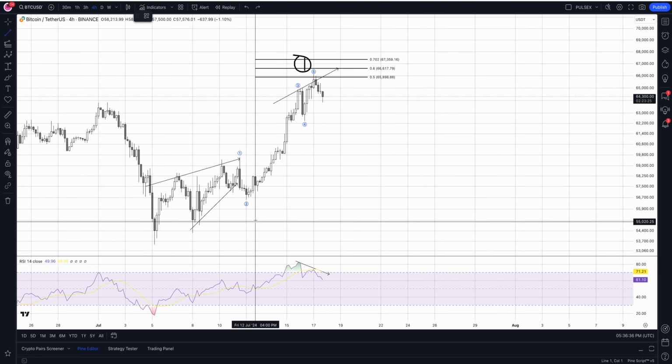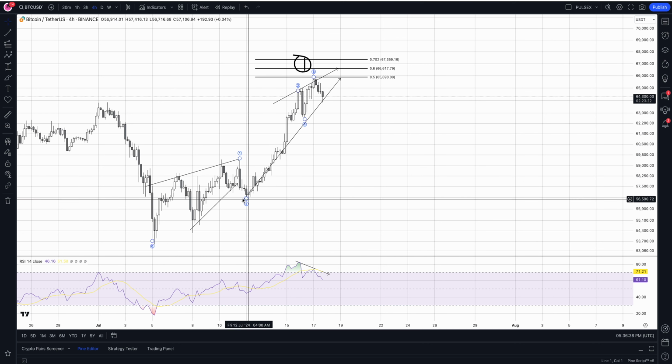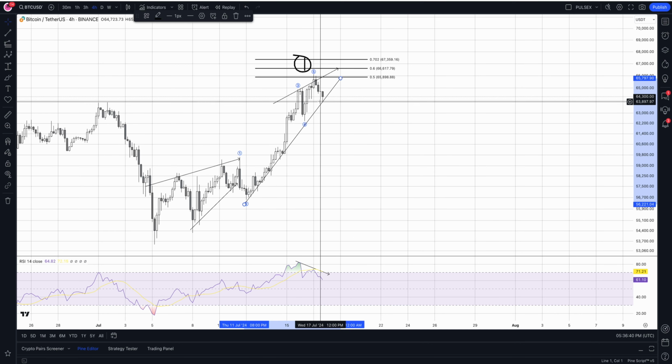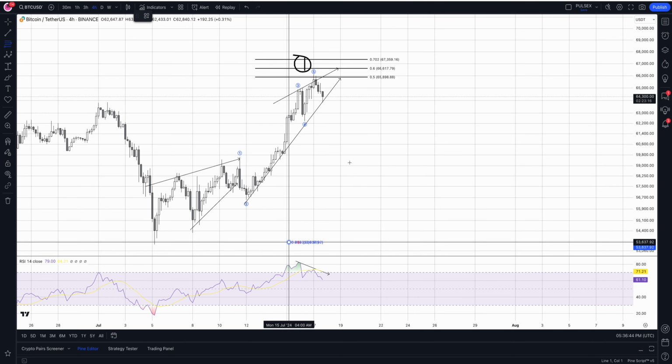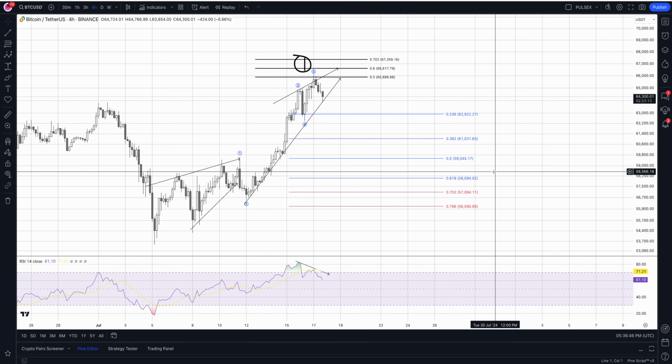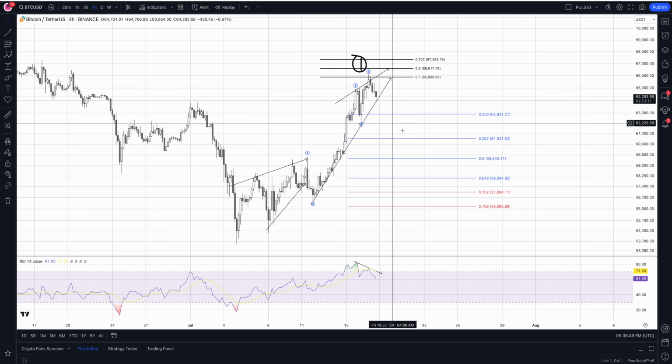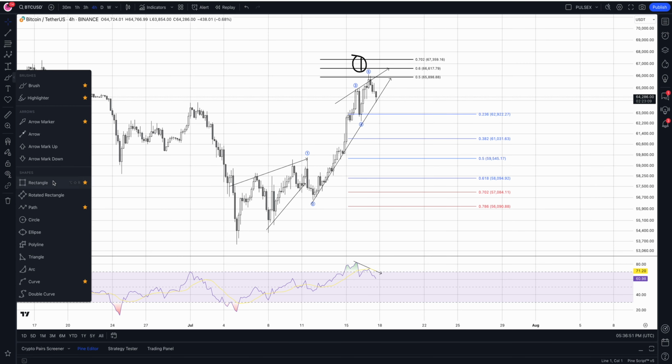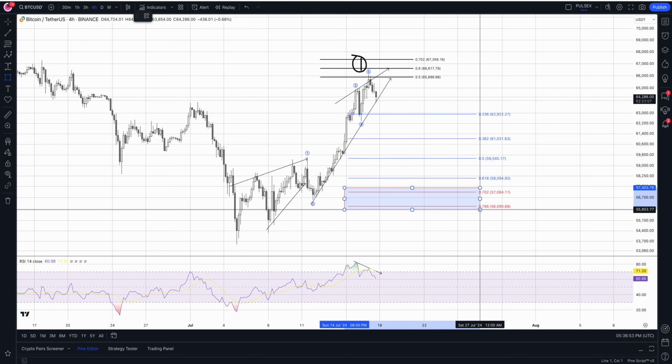Okay, so if Bitcoin breaks this trend over here to the downside, then it's likely we'll come down for a wave 2 to any of these fibs. Okay, these are your DCA levels, and bulls definitely don't want to see the price go below this region over here.